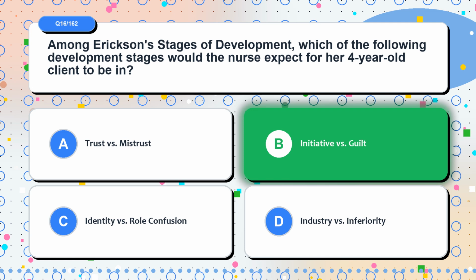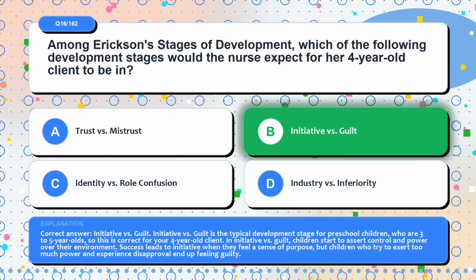The correct answer is option B. Initiative versus guilt. Initiative versus guilt is the typical development stage for preschool children who are 3 to 5 years old, so this is correct for your 4-year-old client. In initiative versus guilt, children start to assert control and power over their environment. Success leads to initiative when they feel a sense of purpose, but children who try to exert too much power and experience disapproval end up feeling guilty.